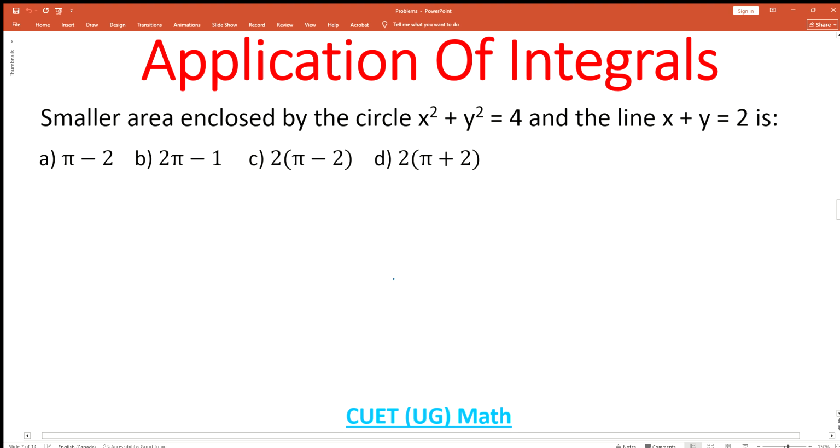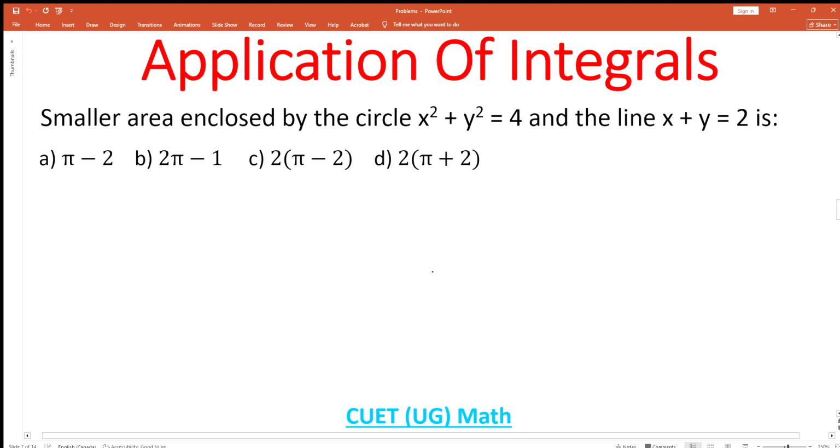In this video, we'll solve an application of integral problem. As per the problem, the smaller area enclosed by the circle x squared plus y squared equals 4 and the line x plus y equals 2 is, and we are given 4 answer choices. We have to choose the correct answer choice.